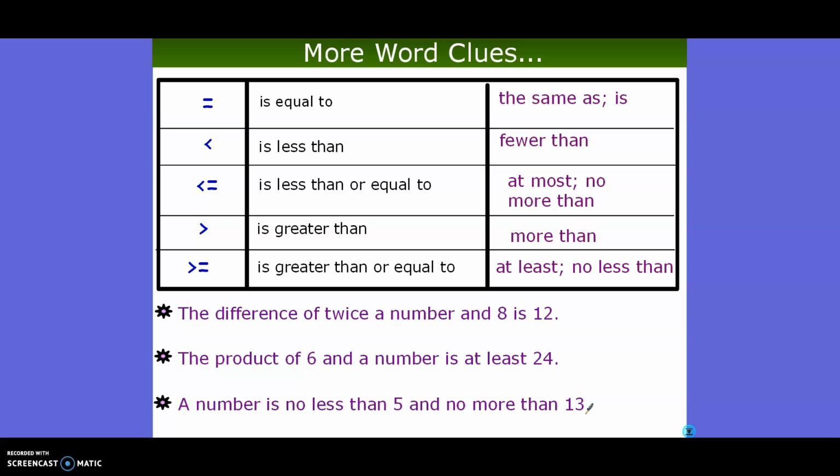So these word clues can be pretty tricky. So this one you might have to just memorize. The equal sign is equal to. You're going to see the words the same as, and the word is. For less than is less than, fewer than. Less than or equal to, we'll see at most or no more than. If it's a greater than symbol, then we might see the words more than. If it's greater than or equal to, we'll see at least and no less than. Pause your video and see if you can translate the rest.